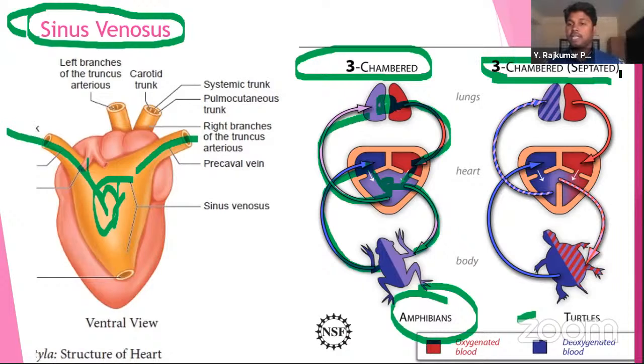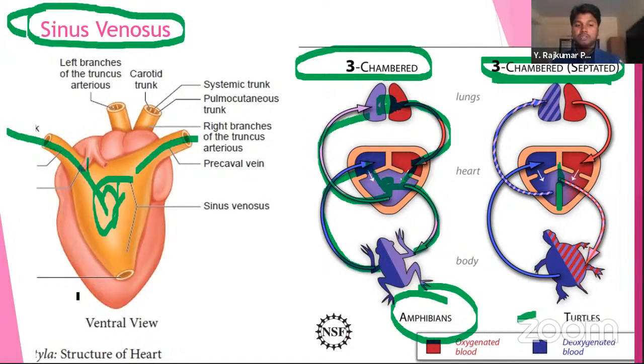In the reptiles, you can see the septated three-chambered heart. Here you can see the small projection, hence they are called incompletely divided ventricle. Okay, so these are reptiles, and in the aves and mammals you can find four-chambered heart. This septum is completely joined. Okay, so hence two atria and two ventricles are formed. So this is about the three-chambered heart.